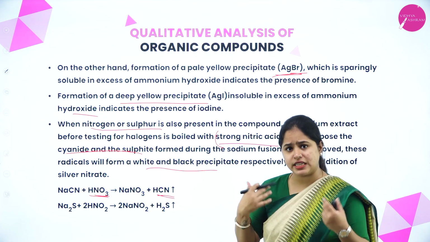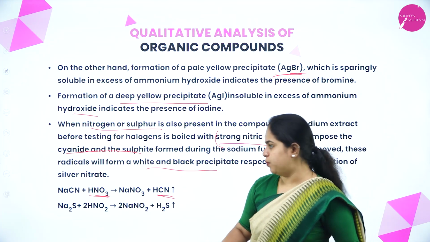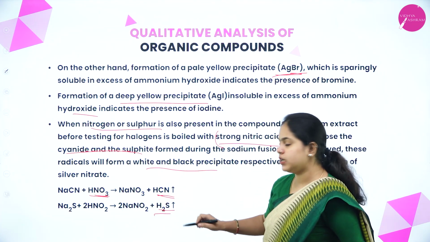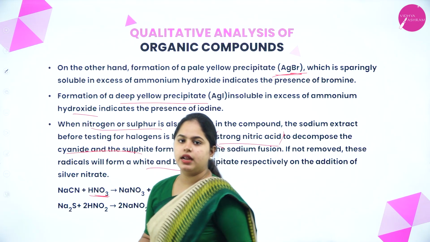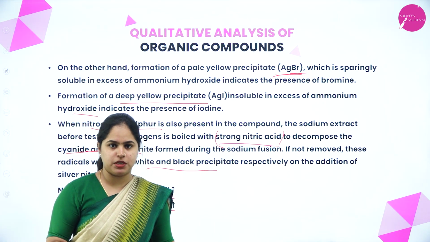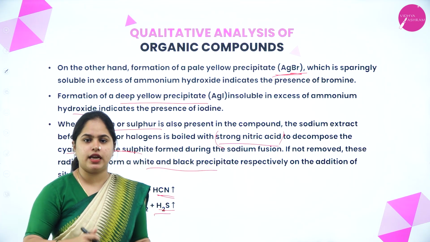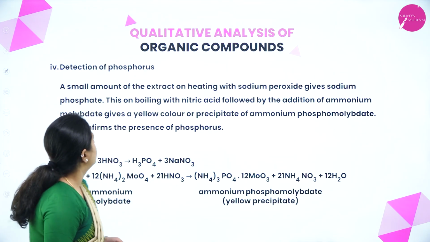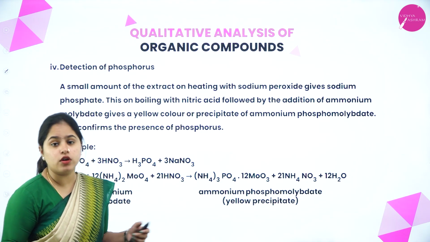Either if it is cyanide, it has to be decomposed, and if sulfur is present, H2S will be decomposed, right? So first, the decomposition of the sodium cyanide and sodium sulfide must be done. Then only we can continue with the reactions for halogens, right? Okay. Now, the last one is detection of phosphorus, right?